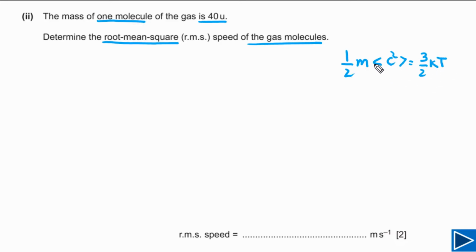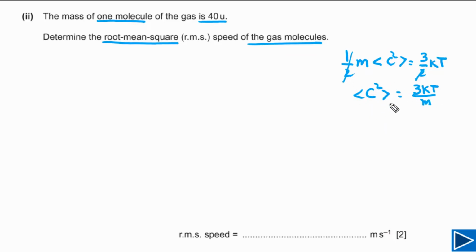We need to calculate the mean square speed. So first, we can cancel the 1 by 2 here, we can cancel it with this. Now if we rearrange this, we can write the mean square speed equal to 3 times kT divided by m. This means we're just dividing by m on both sides.